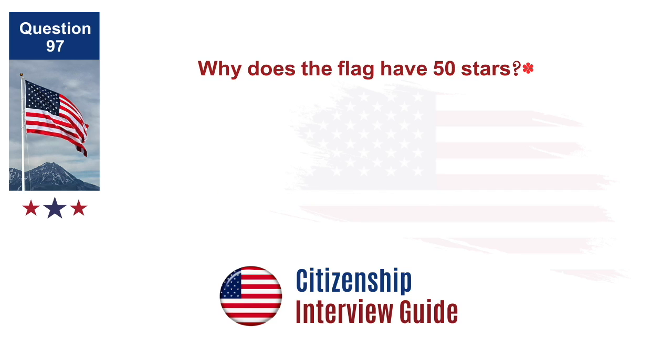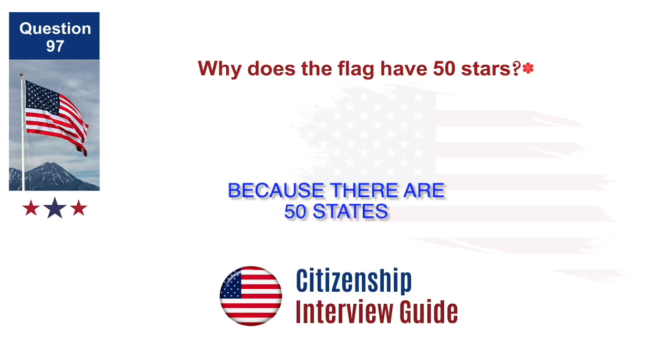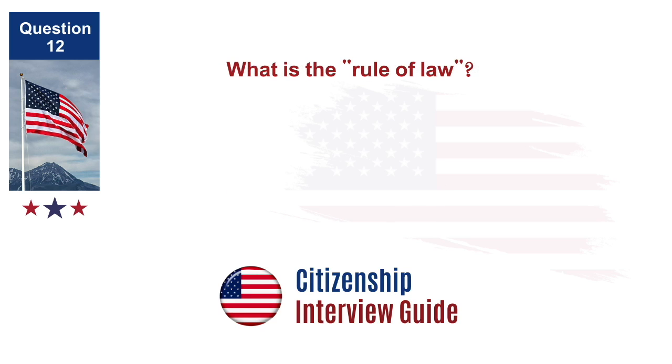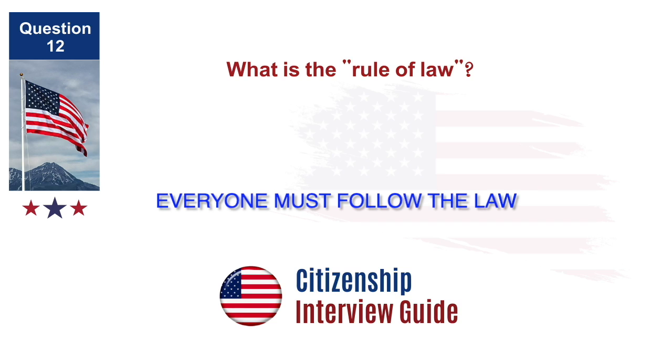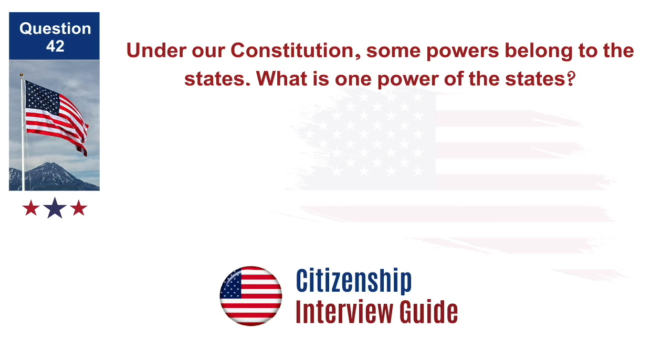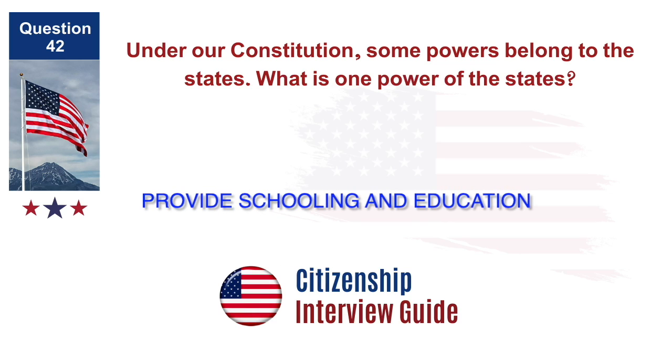Why does the flag have 50 stars? Because there are 50 states. What is the rule of law? Everyone must follow the law. Under our Constitution, some powers belong to the states. What is one power of the states? Provide schooling and education.